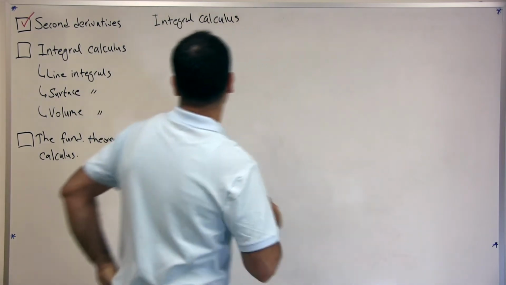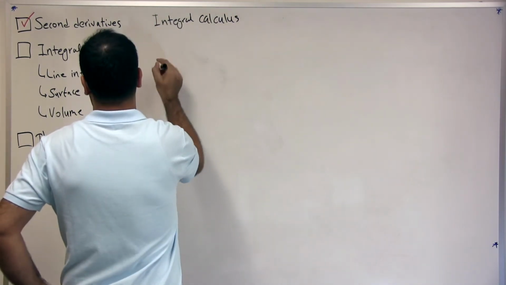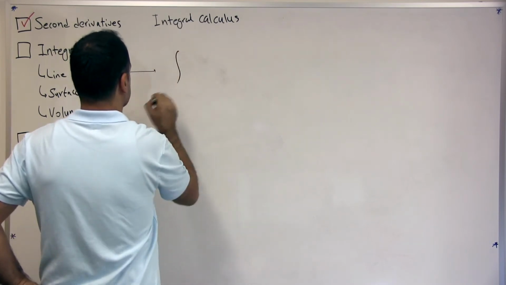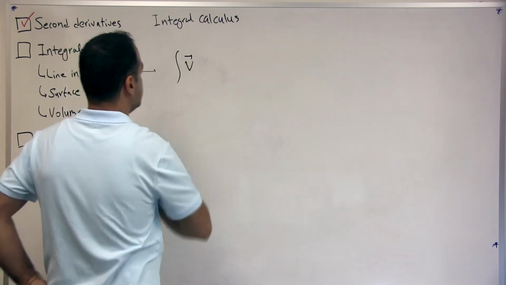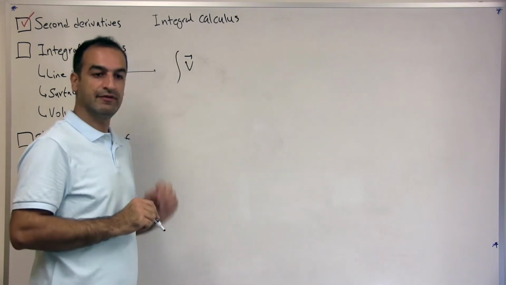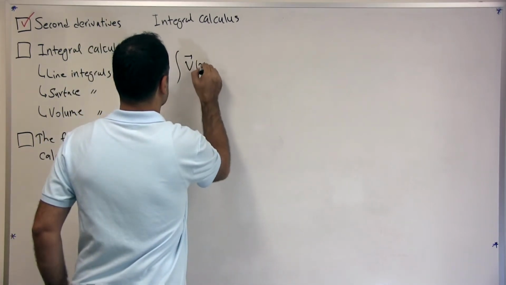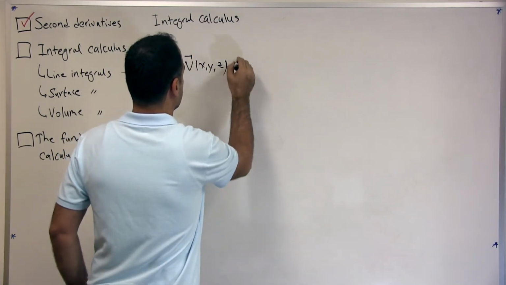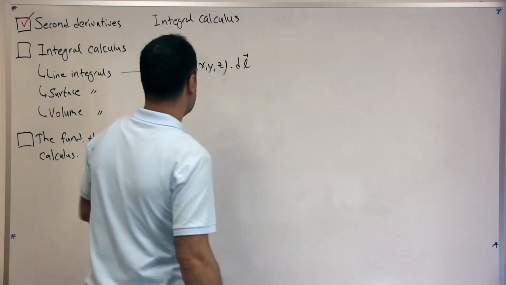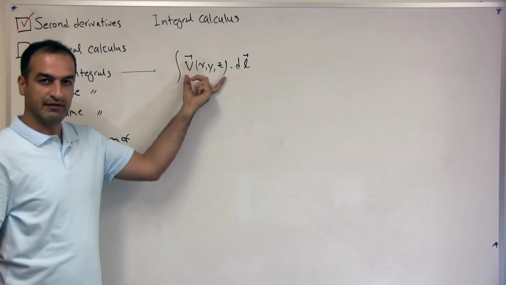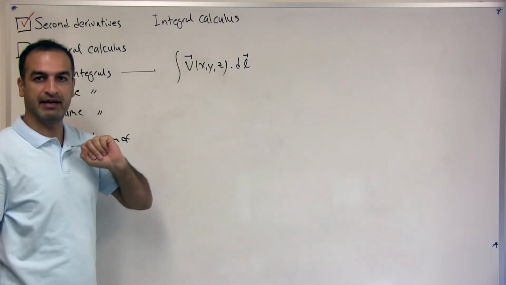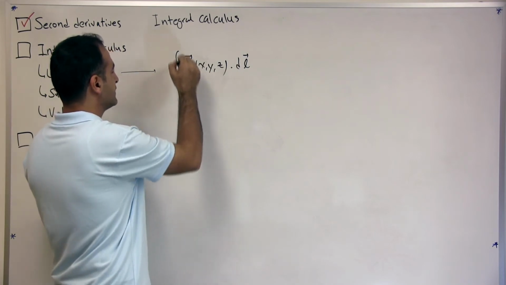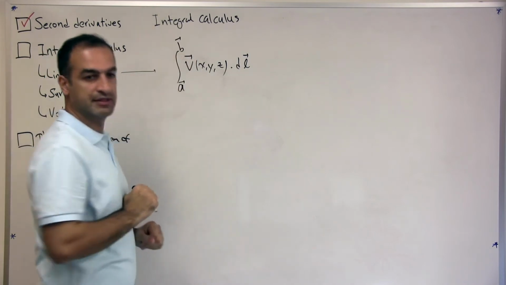So the first one is a line integral. You can write it as the integral of v times dl. V itself is a vector function, and it can be a function of three variables like x, y, z. So this is the integral of a vector function over a specific path, which can start from one point, let's say point A, and go to point B in space.